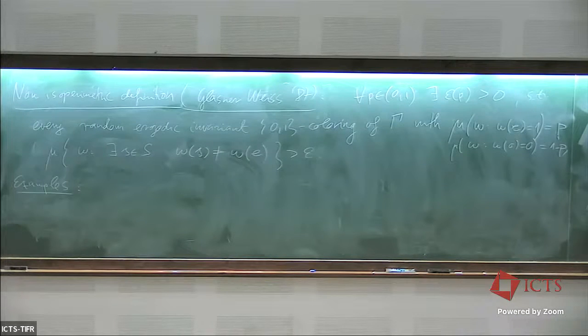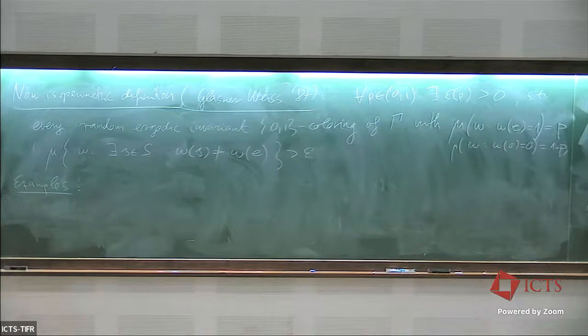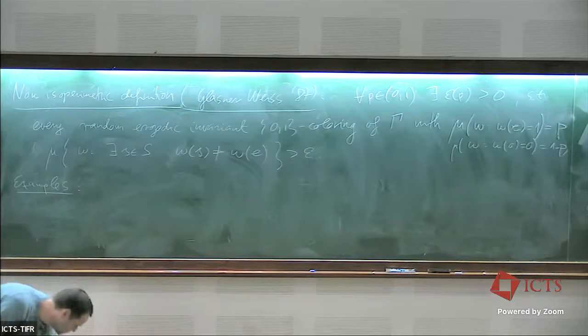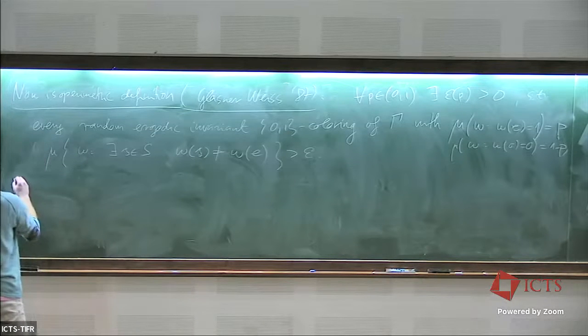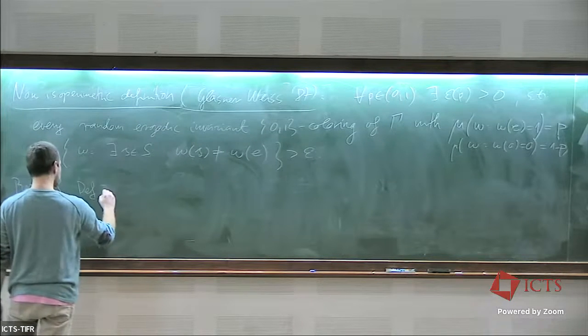How do you go in the other direction? What I said shows that if it's not Kazhdan this way, then it's not Kazhdan that way. So if it's not Kazhdan this way, why is it not Kazhdan this way? If you have some bad unitary action, how do you produce a bad coloring? Maybe I should write it. Proof of definition 2 to definition 1.